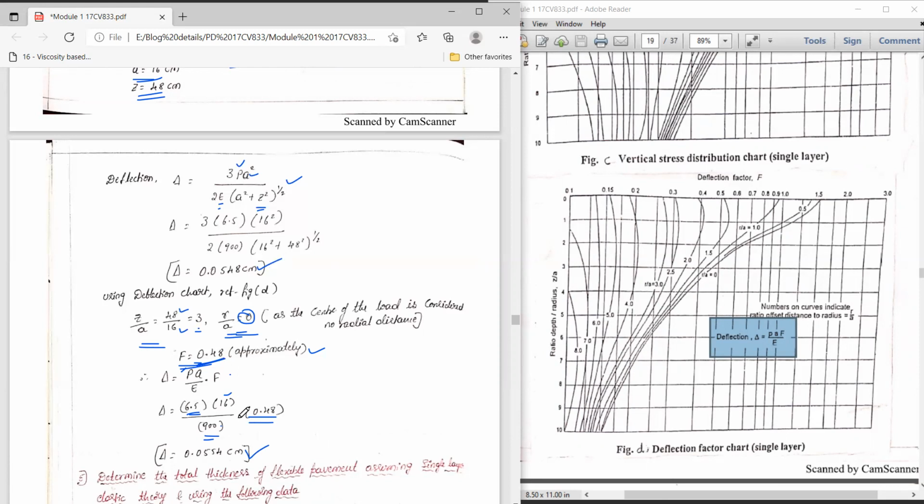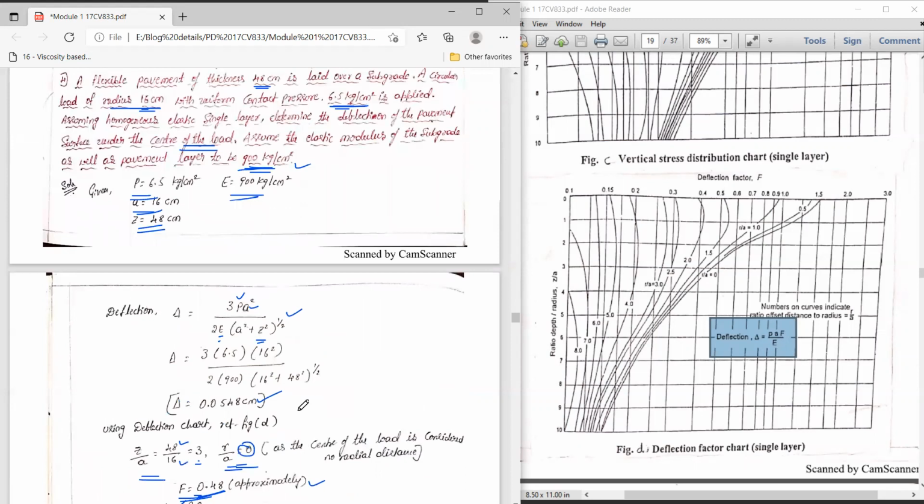You can see by using the formula we had obtained 0.0548 centimeter. If you use the graph, 0.0554 centimeter. Almost both are nearer values. And this is how you need to solve problems on Boussinesq theory, either by using the chart or by using the formula.